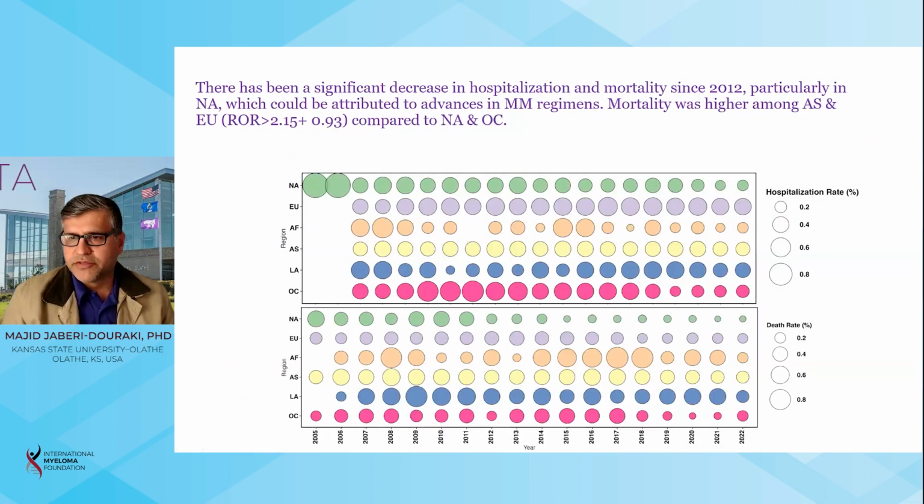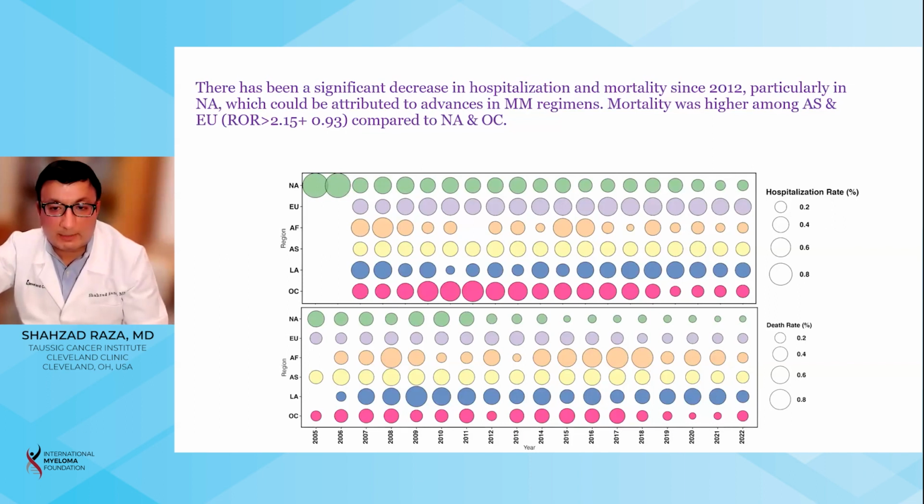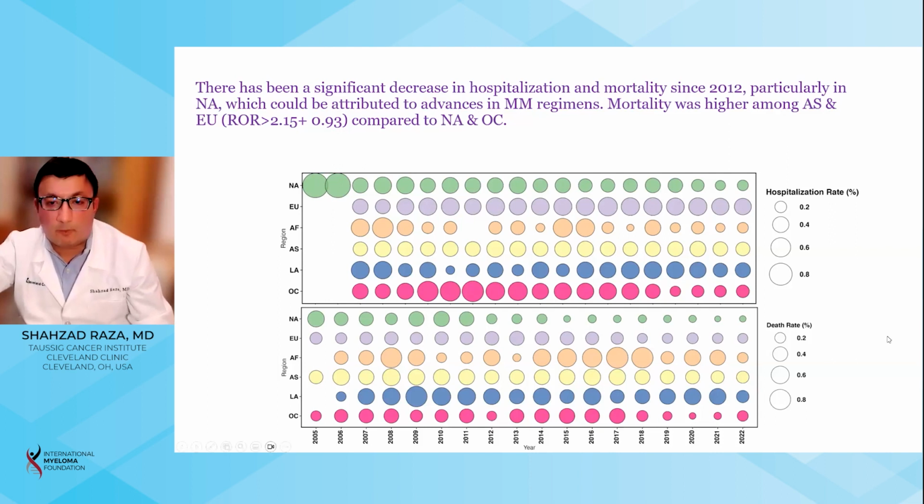So I'll let Dr. Raza also speak. This is interesting data from the FAERS database. You can see how mortalities and hospitalizations have been decreasing dramatically in the United States compared to the rest of the world. We don't know exactly why, because that's the limitation of our retrospective data. But that's real-world data. Real-world data tells us what is going on in the world based on FAERS, which includes patient-reported outcomes, physician-reported outcomes, and consumer-reported symptoms.